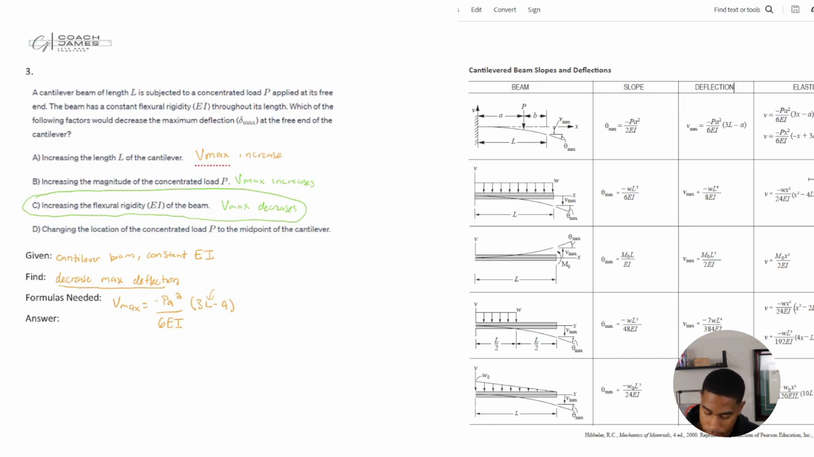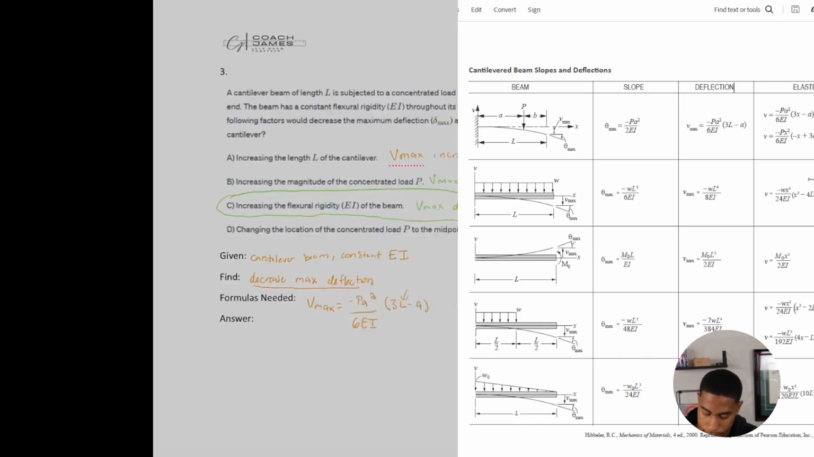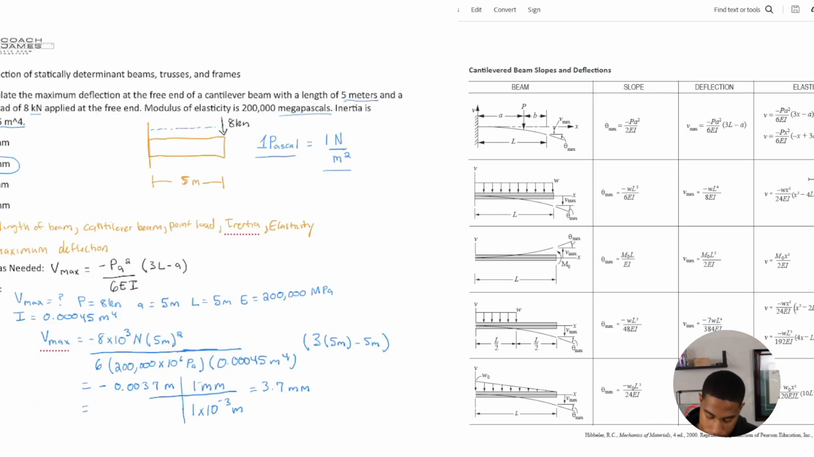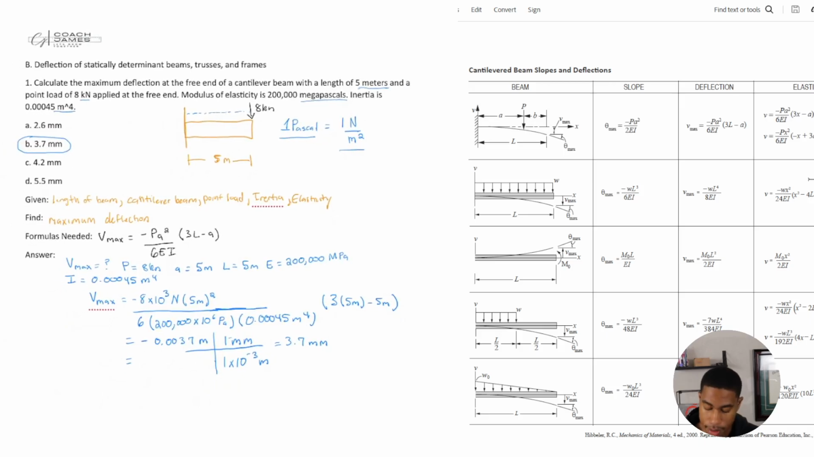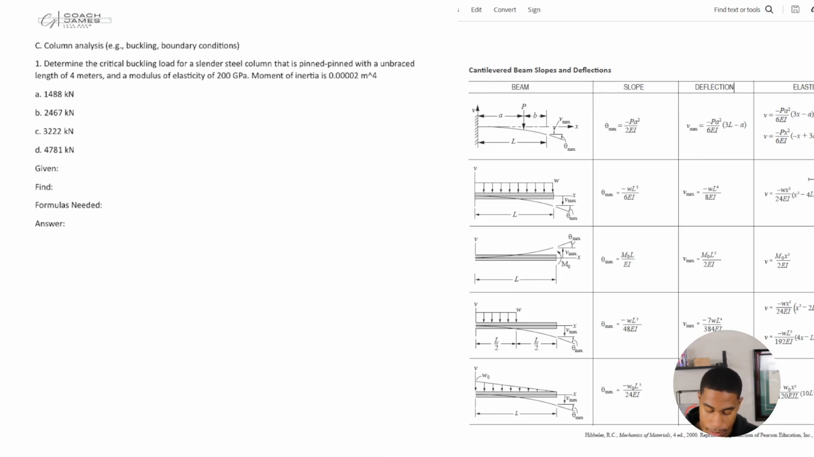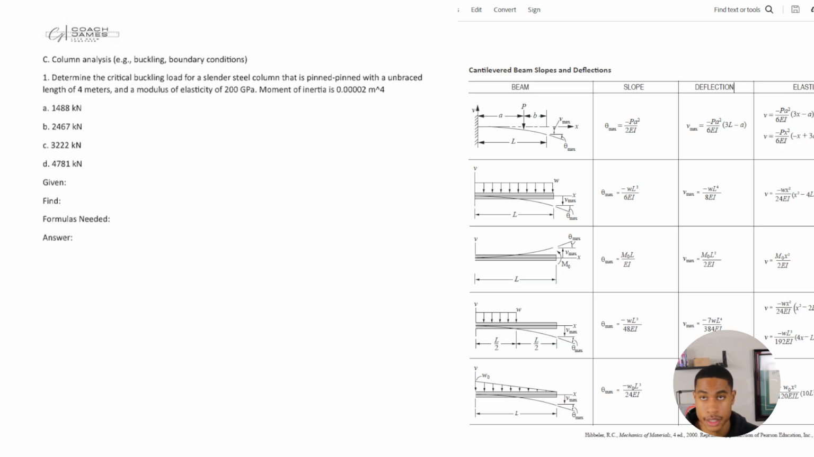All right. So that concludes deflection of statically determinate beams and trusses and frames. And so in the next section, we're going to be looking at column analysis. See you in the next video.